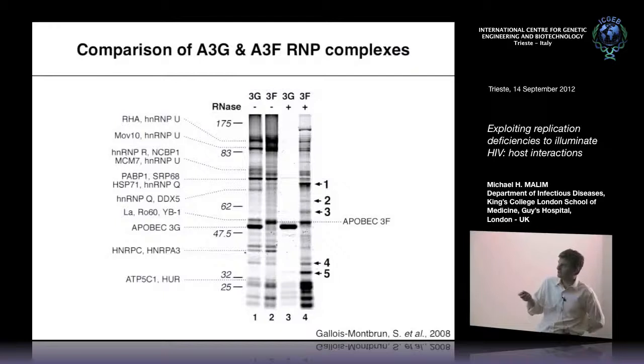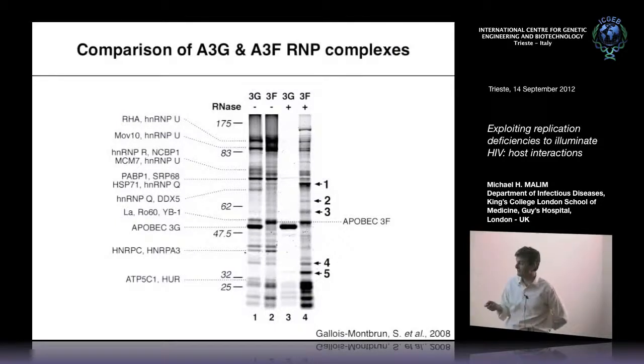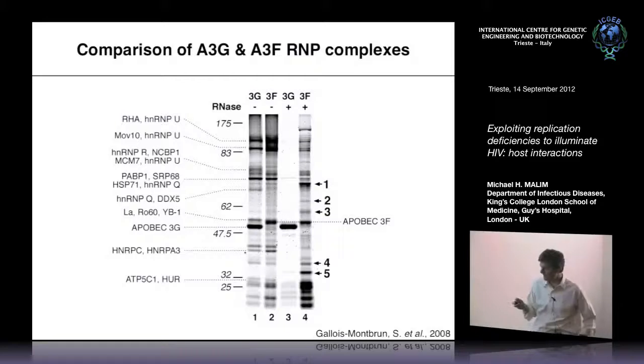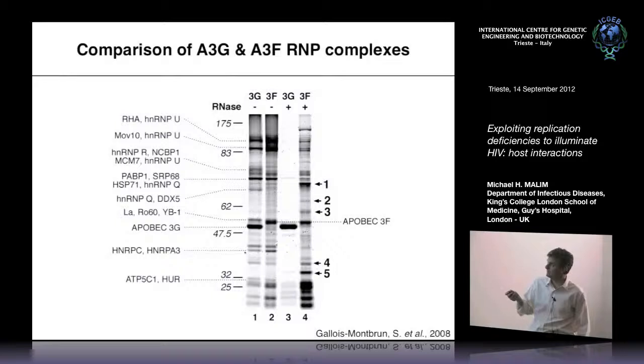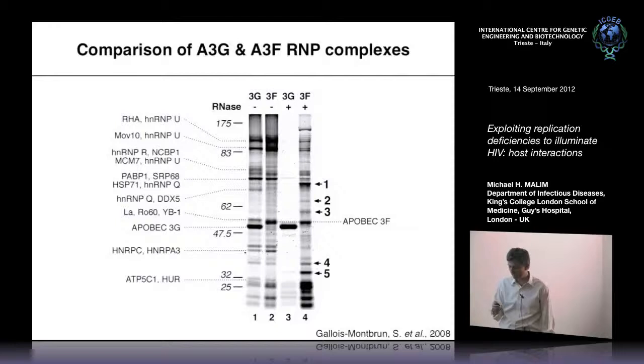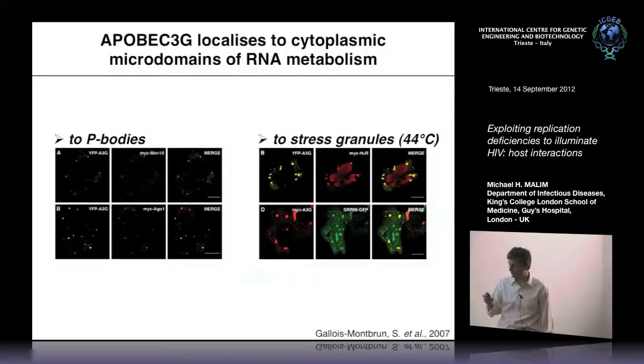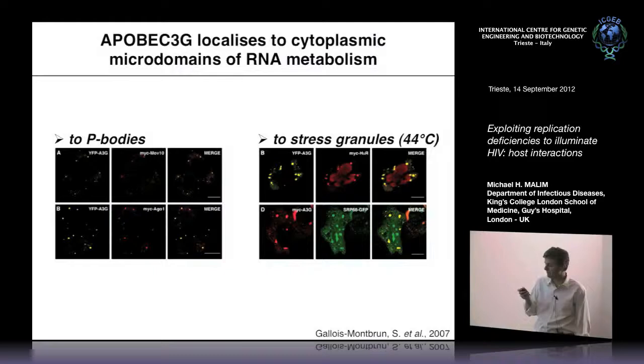In fact, this list has quite a lot of overlap with data that Alessandro was showing me this morning for his pull down of viral RNA, HIV viral RNAs, from cells. Some of them are quite interesting proteins, this one in particular, MOV10, as well as proteins which localize to distinct microdomains in cells called P-bodies or mRNA processing bodies, as well as stress granules. And in fact, if you do microscopy experiments, you can see that APOBEC proteins very strongly localize to both of these RNA-rich microdomains in cells.